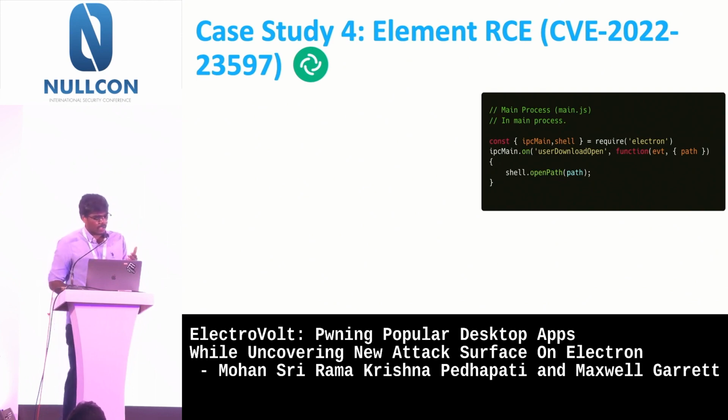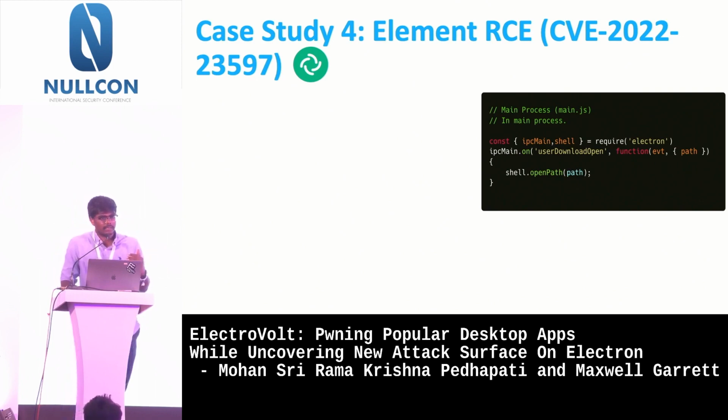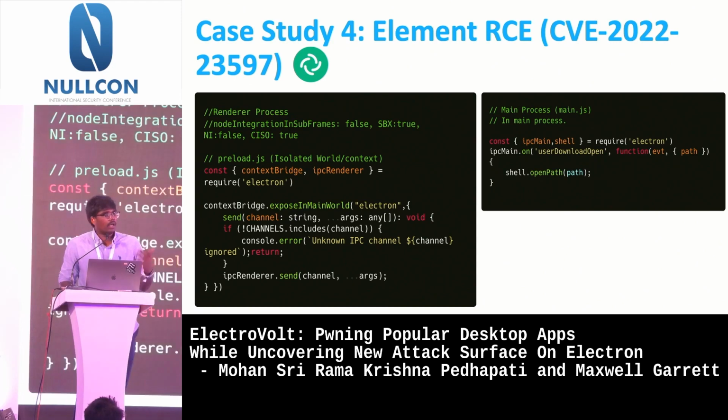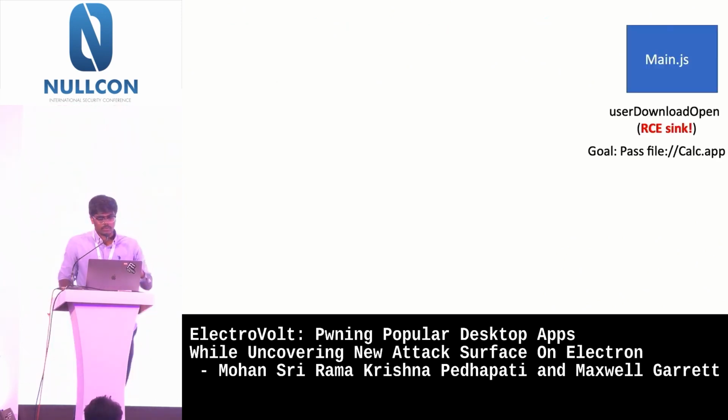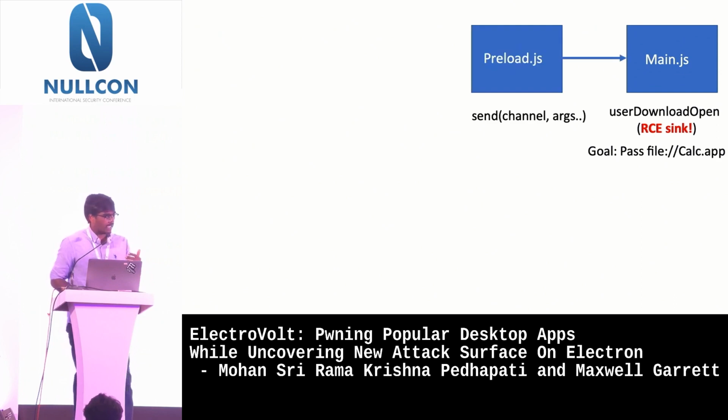On the right block, we have the main process, which started an event listener, and it is sending the path to shell.openPath, which is a dangerous sink. If you send the location of a binary, it will execute it. So they started an event listener, but our iframe won't have access to it. So this is the main.js. We have an RCE sink, and the preload.js is exposing that.